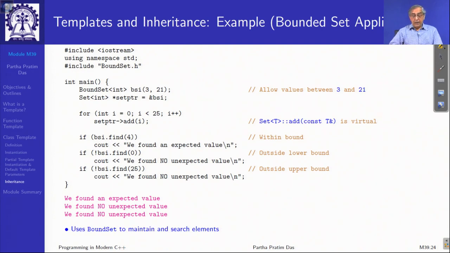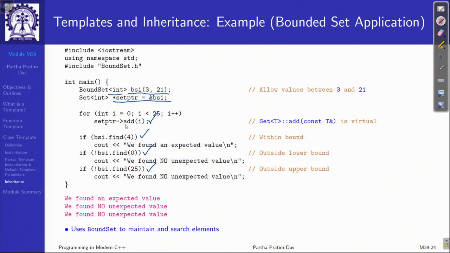So, using that, I can have a bounded set of integer defined. I create a pointer to set and let it point here. So, it is doing an upcast automatically of the pointer type. Then it adds, since the actual object is a bounded set, which is a specialization. So, this add will call the add of the bounded set, and then I can do find directly to see if an element is within the bound, and then it must be found.